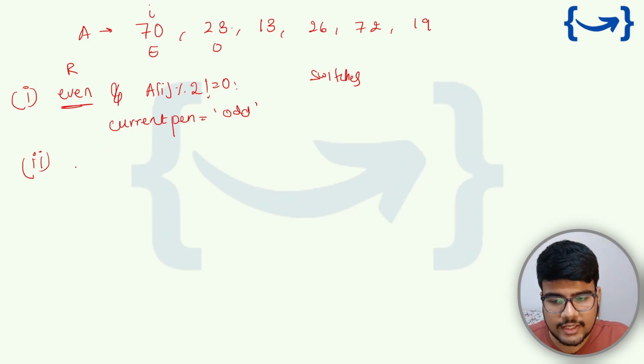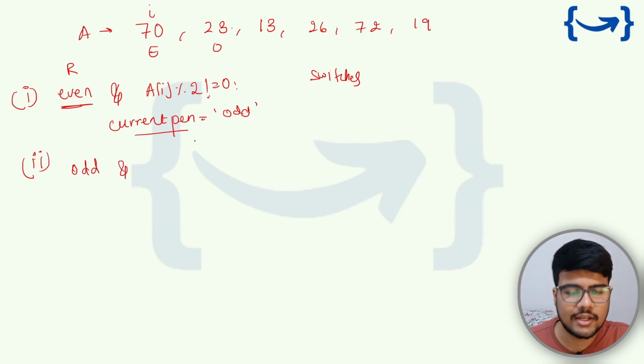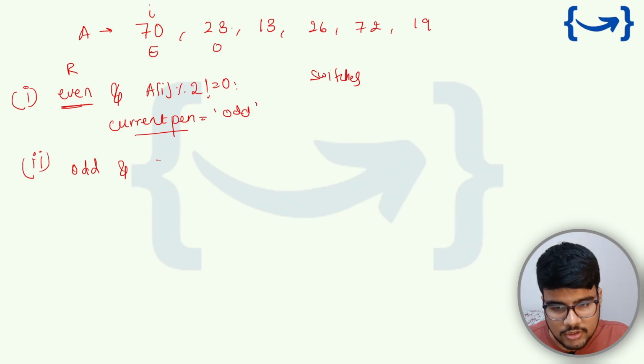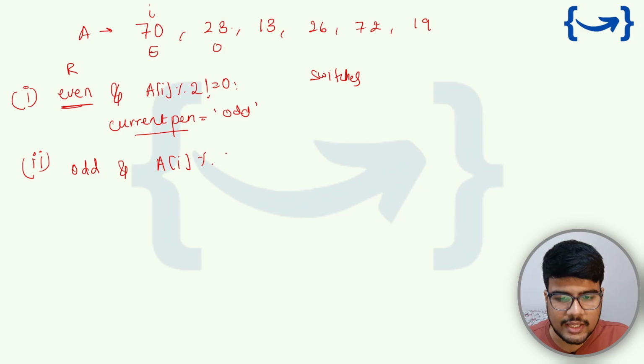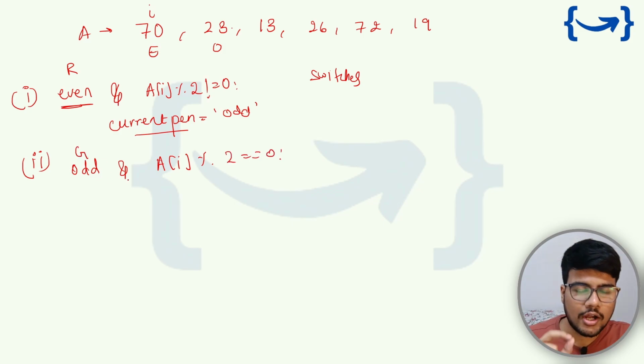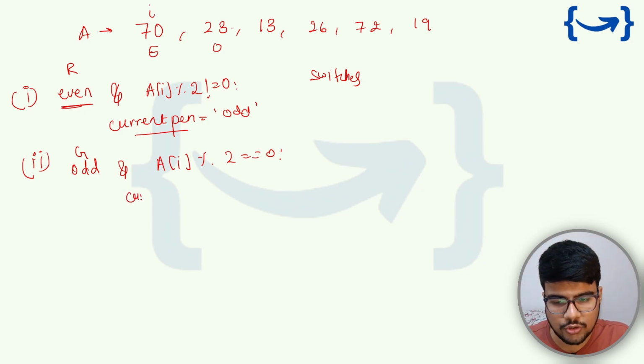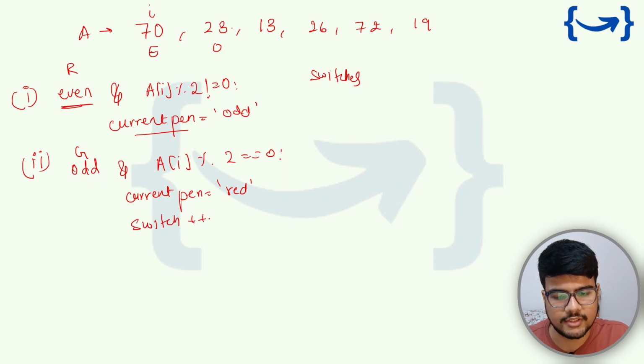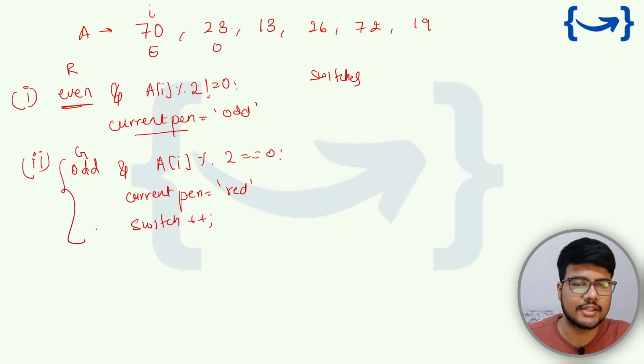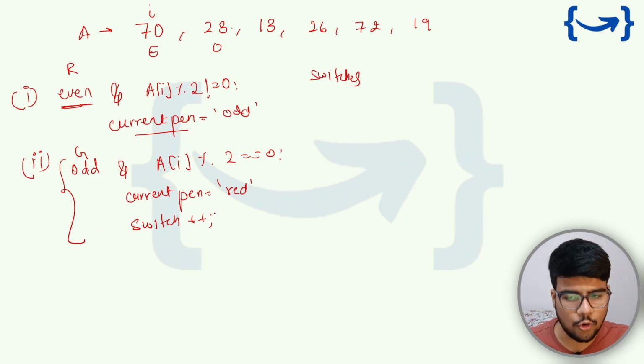The other case could be that you are on odd, and currently your current pen color is odd, but the element that your pointer is pointing on the whiteboard is even. If that's the case, then you need to change your current pen color to red. This is the case where you need to increment your switch count, because as the question states, when this case arises, you need to count the number of times it came. I hope this is clear.